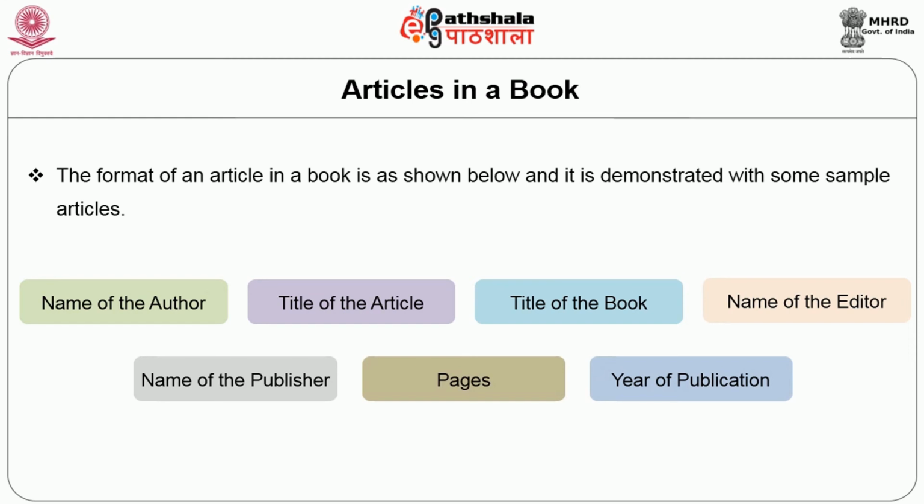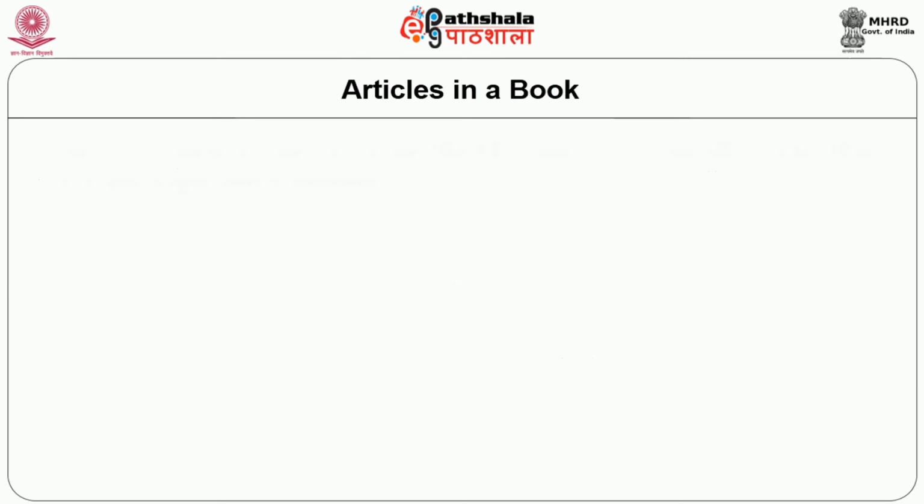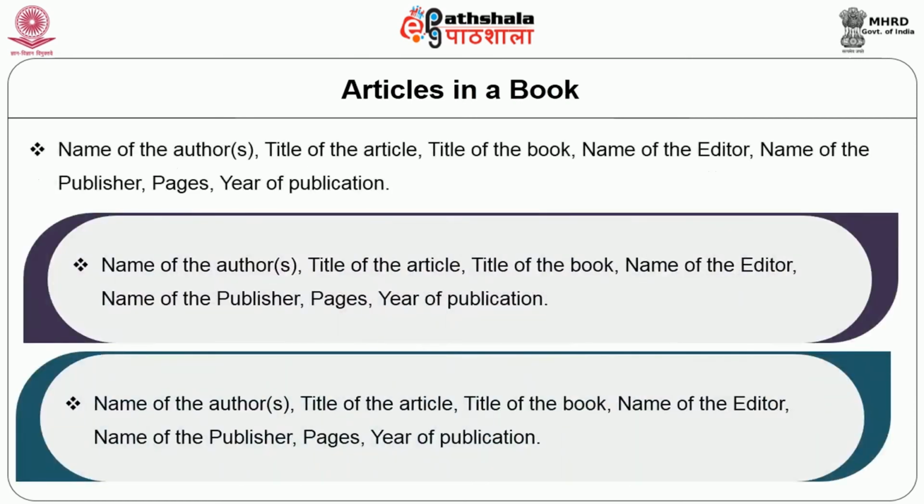First, the name of the author, Gopalakrishnan, and then the title of the book, then the place of publication, and the year. Then articles in a book. The format of an article in a book is as shown below, demonstrated with a sample article: name of the authors, title of the article, title of the book, name of the editor, name of the publisher, pages, year of publication. The examples are given below.